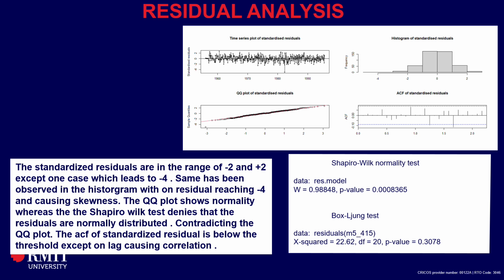The QQ plot shows the residuals are normally distributed, but that was denied by the Shapiro-Wilk test, and that is due to having some outliers that are causing the skewness. Similarly, in the ACF of the standardized residuals, most of the points were below the threshold except one point, the outlier, that was showing a correlation at the lag.